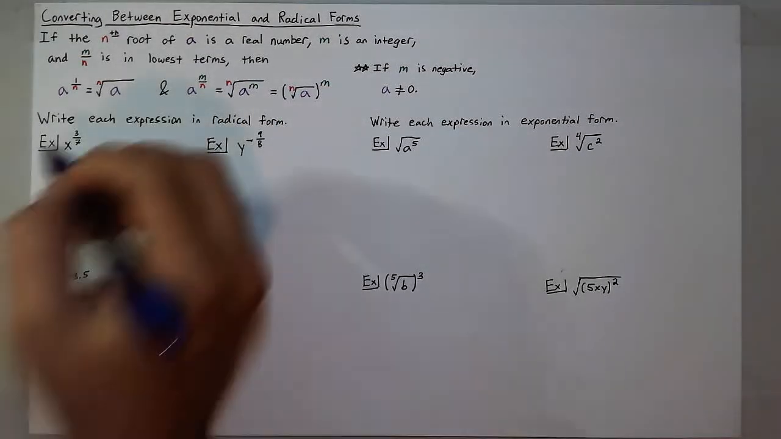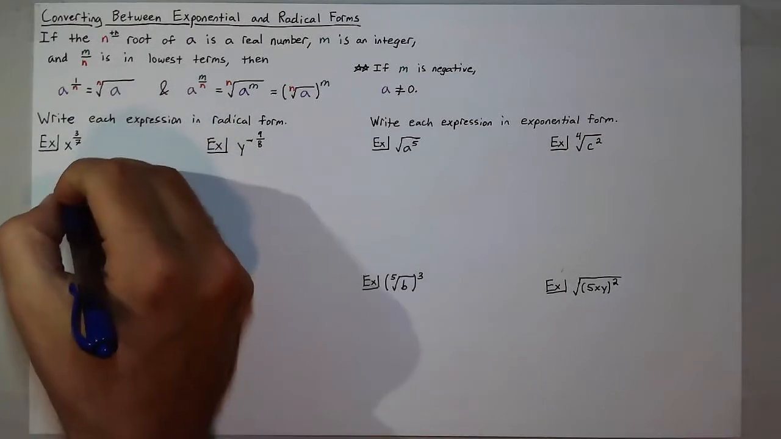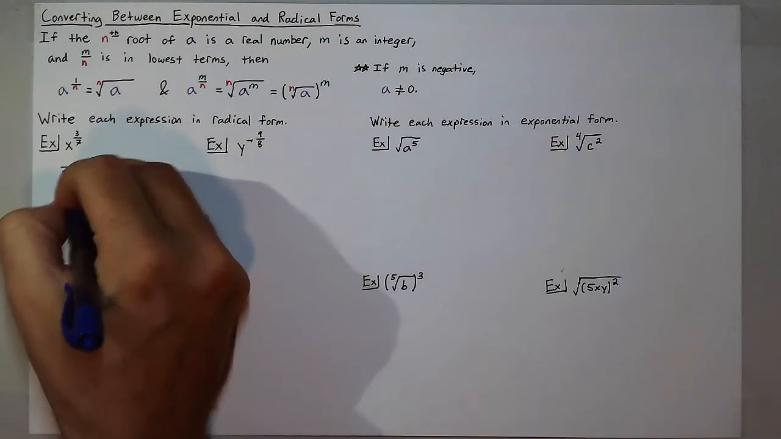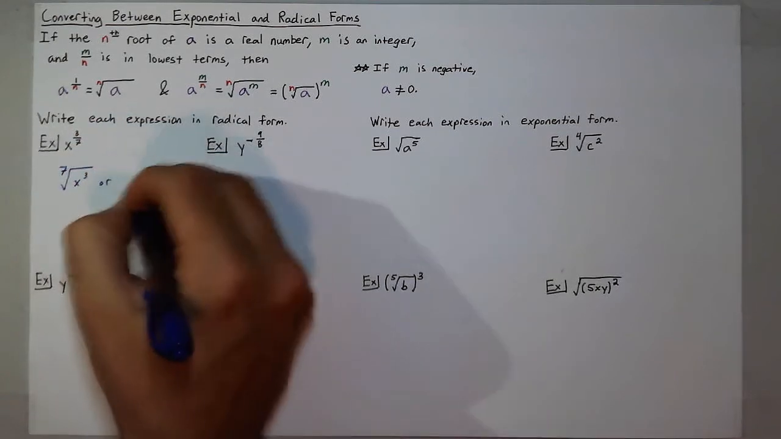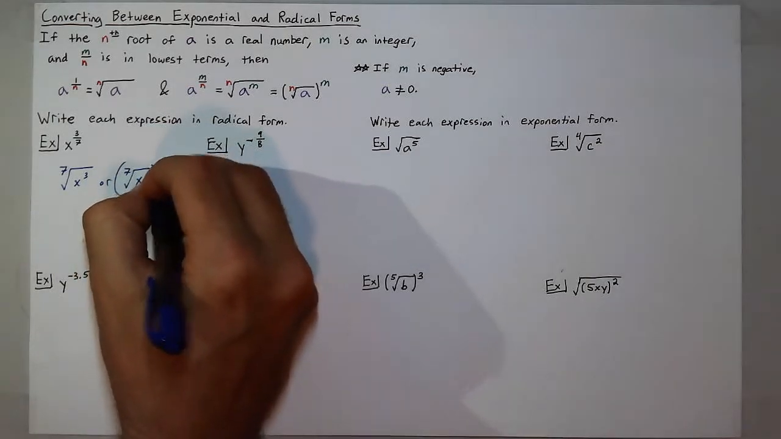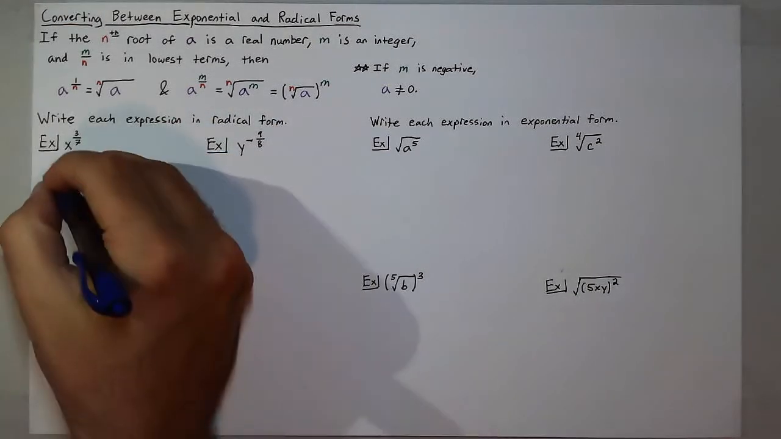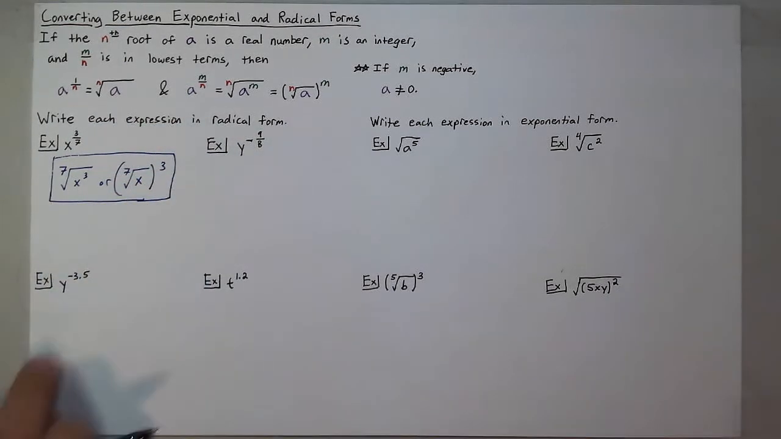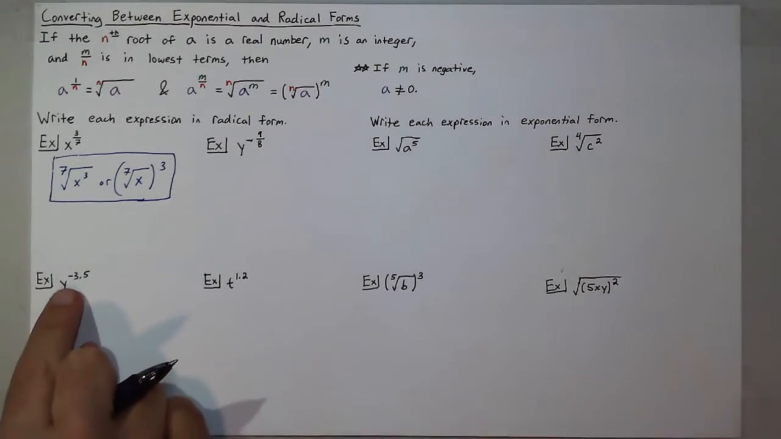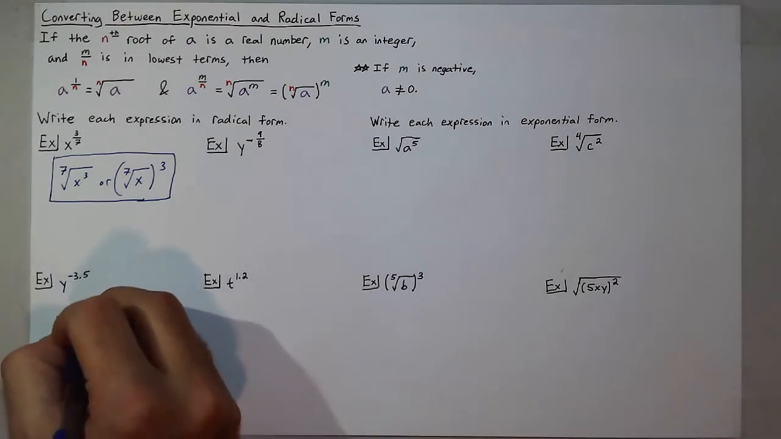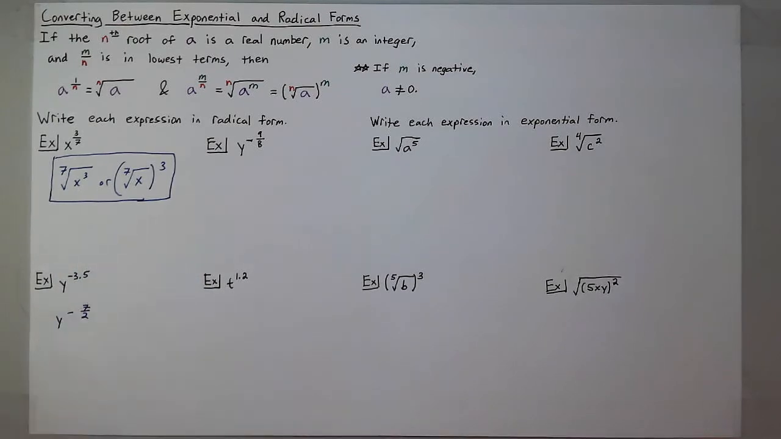So when I see x to the 3/7, that is the same as the 7th root of x to the 3rd power, or you would write the 7th root of x, parentheses, raised to the 3rd power. But if you ever see a decimal, then you have to try to get an equivalent fraction. So -3.5 is the same as -7/2. That makes up 3.5.